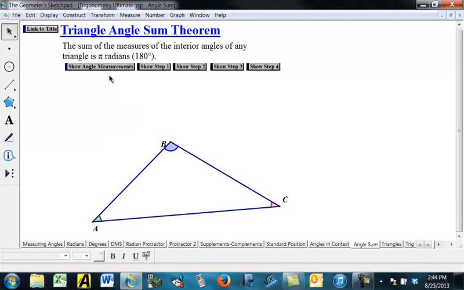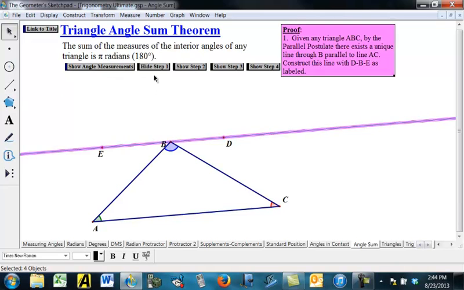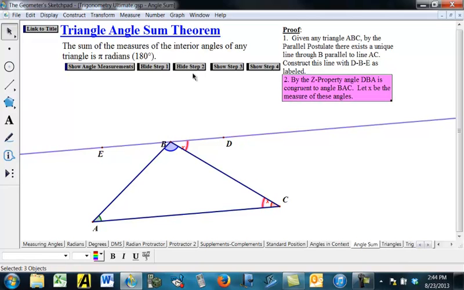Now we can actually prove this. Here's a proof. So the first step is to take through point B, draw a line parallel to side AC, and the parallel postulate says there's exactly one such line. Next we use what's sometimes called the Z postulate. You see kind of a backward Z shape right here.